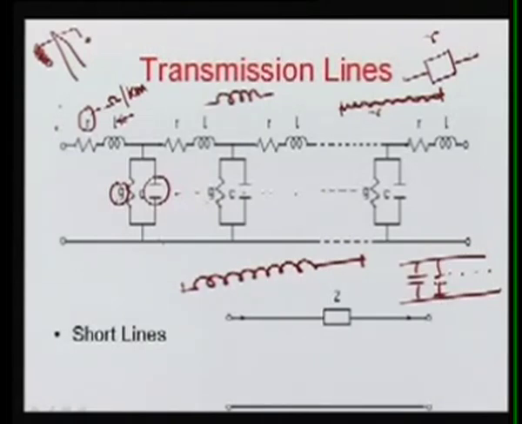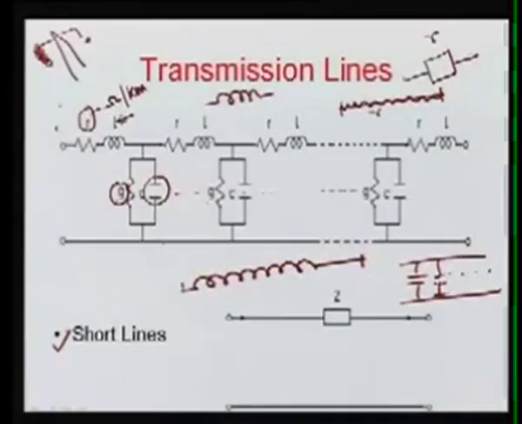Now, to analyze, it is very difficult to go for all the distributed parameters. So, normally the lines are categorized into three categories. The first one is your short lines. The short lines are the lines which are less than 80 kilometers, or you can say 60 miles.